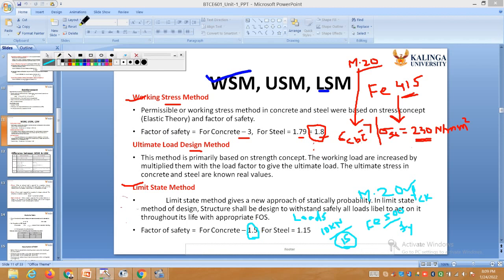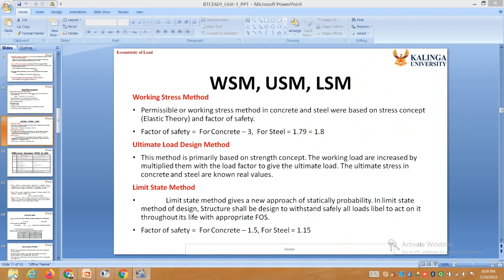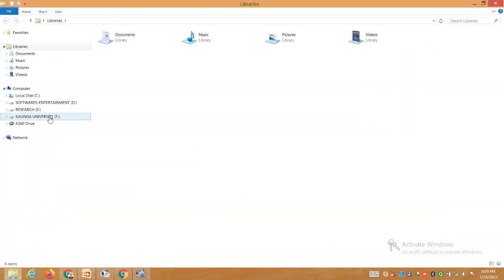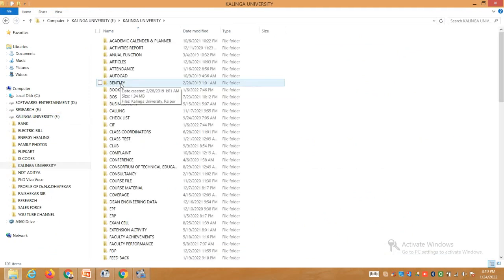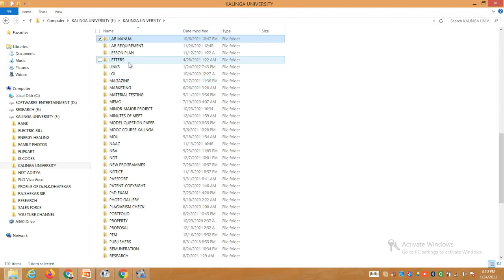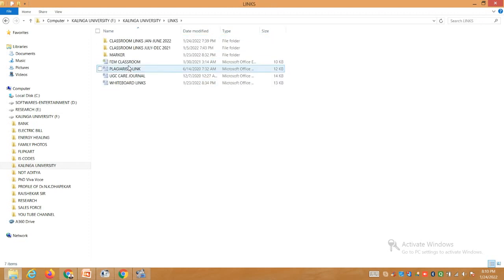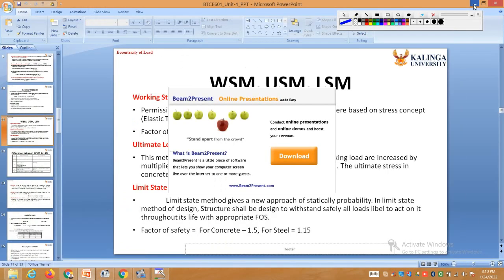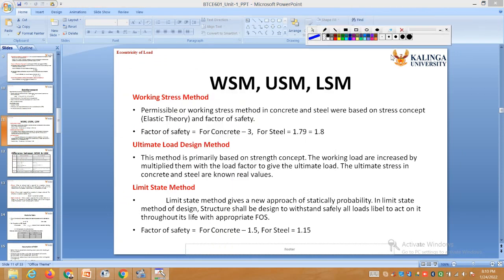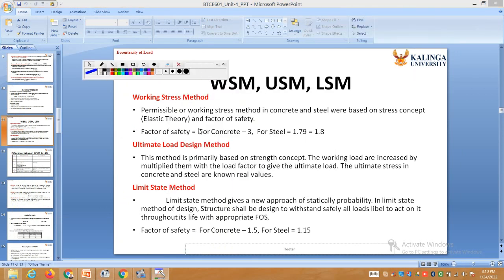In the limit state method, we are applying factor of safety to the loads. Is this clear to all of you? We are applying factor of safety to the loads. We are not at all applying factor of safety to the strength of material. We are applying factor of safety to loads in the case of the limit state method. So this is the basic difference between the working stress method and the limit state method.